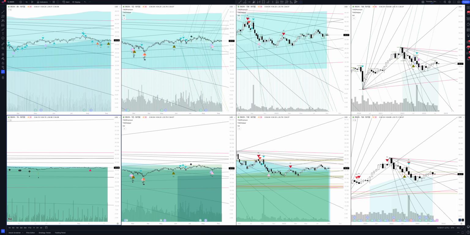Today we will take a look at Invitation Homes REIT stock. Let's analyze the market situation and find out how you can make money on it. Let's start.